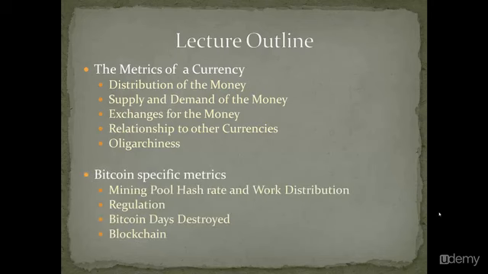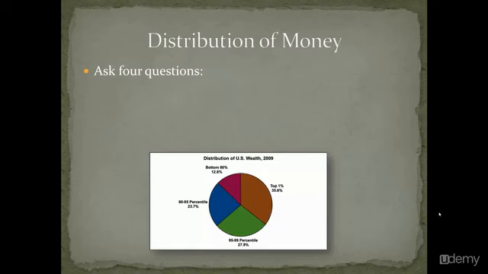And then we have Bitcoin-specific metrics. For example, mining pool hash rate, work distribution, regulation, Bitcoin days destroyed, which is a metric we'll discuss in a bit, and the blockchain, which is another really wonderful pool of metrics that I'll go ahead and discuss in a bit. Okay, so let's begin with the distribution of money.